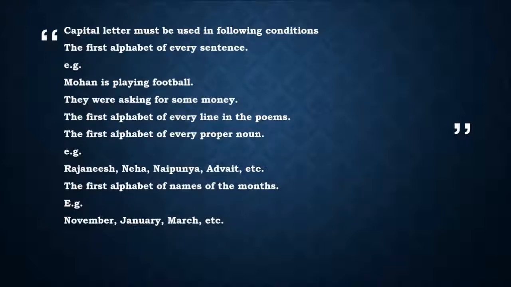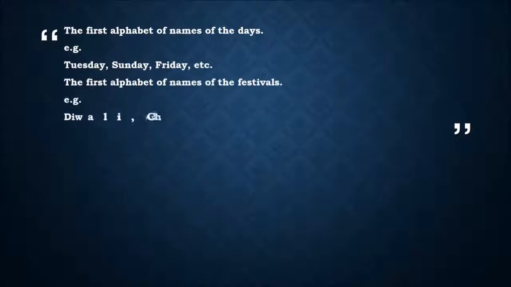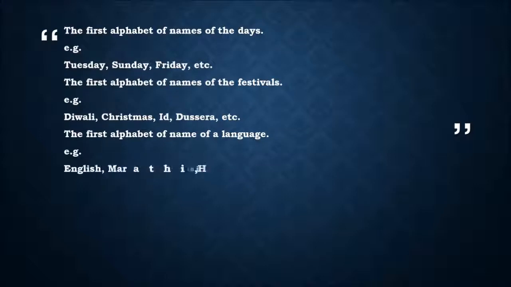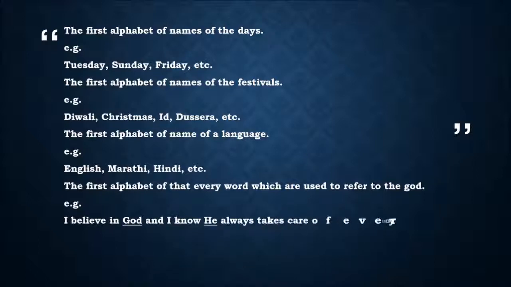7. The first alphabet of the name of a language. E.g. English, Marathi, Hindi, etc. 8. The first alphabet of every word which is used to refer to God. E.g. I believe in God and I know He always takes care of everyone. 9. The first alphabet of names of newspapers. E.g. The Times of India, The Hindu, etc. 10. The first alphabet of headings of anything.